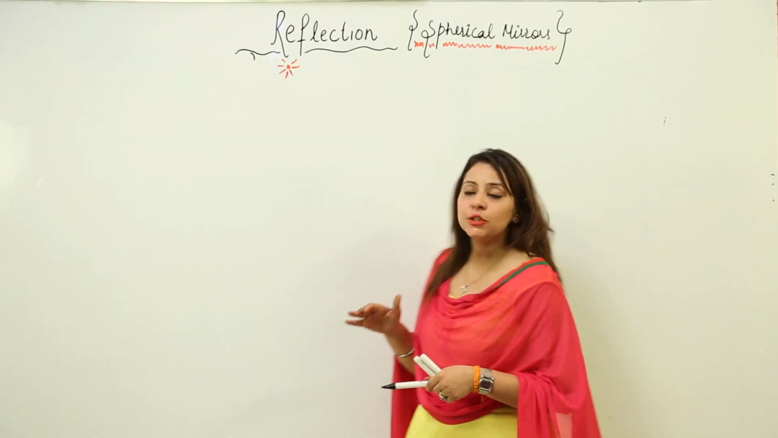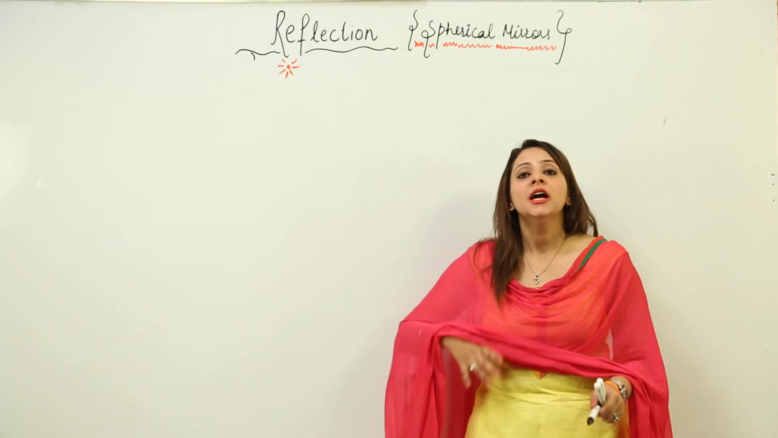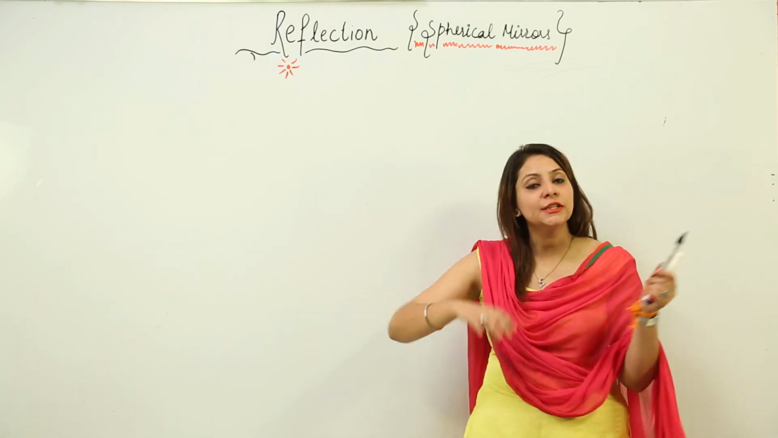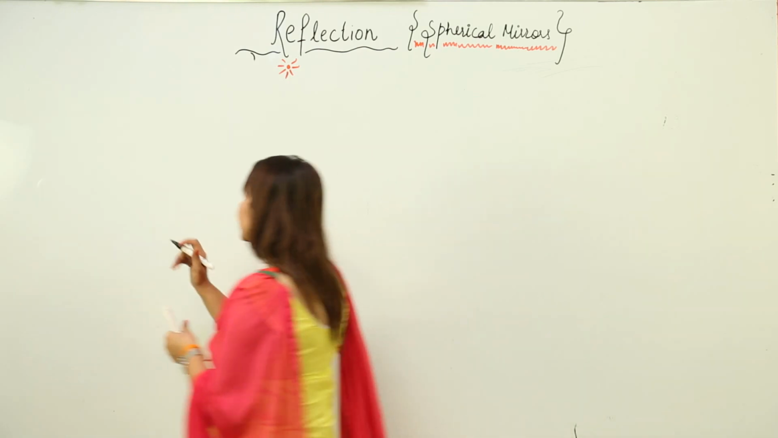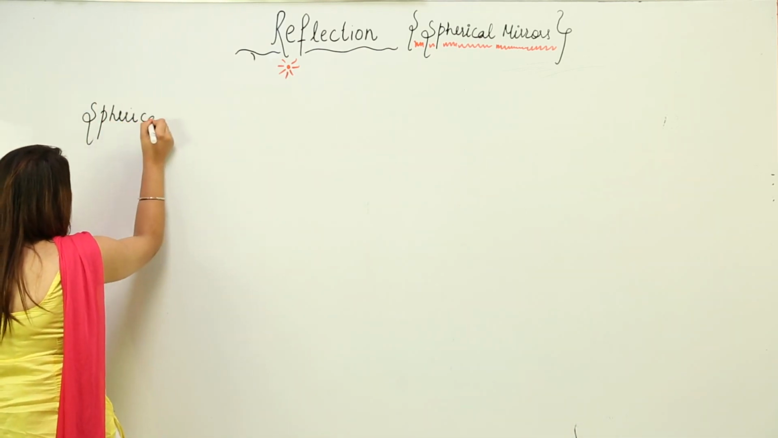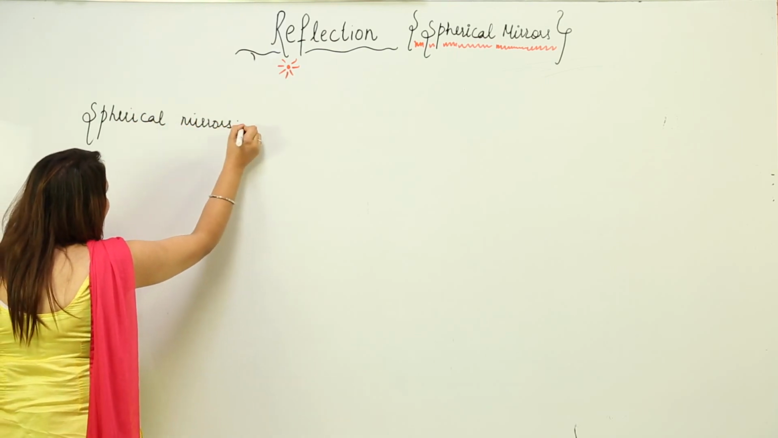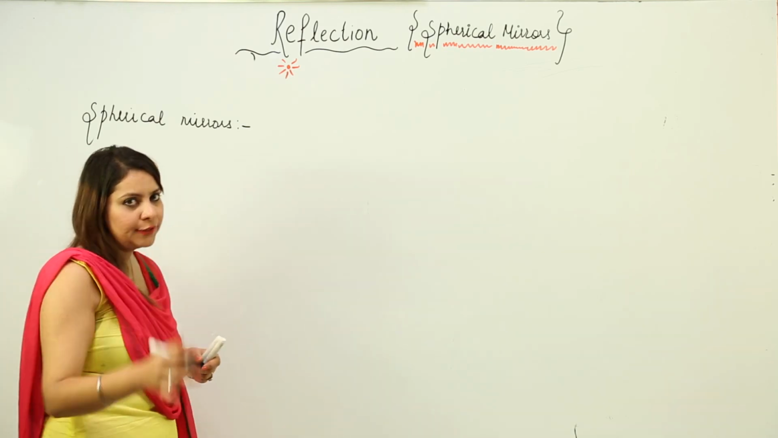Now we are going to start with another part of this reflection, like as we did the reflection for plane mirrors. Now we are going to start with the reflection by spherical mirrors. So the first thing is, what are spherical mirrors? Spherical mirrors are those which have a curved surface.